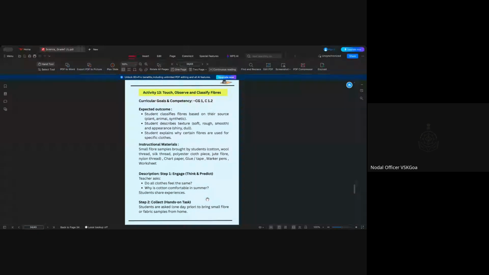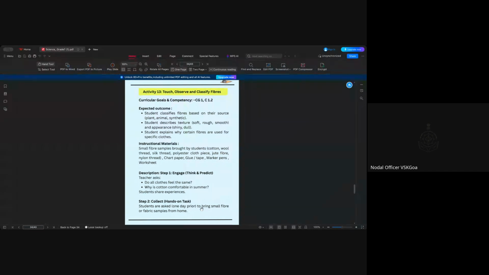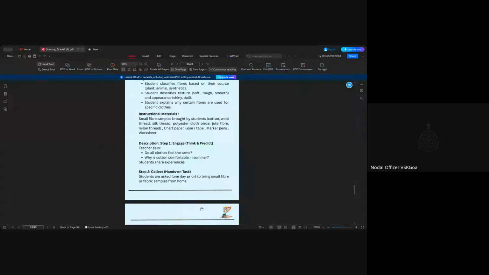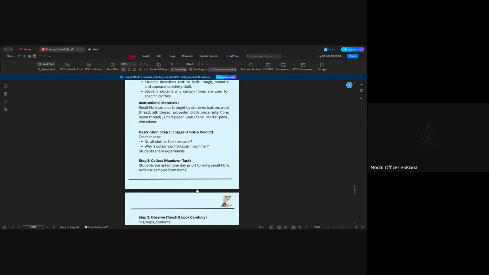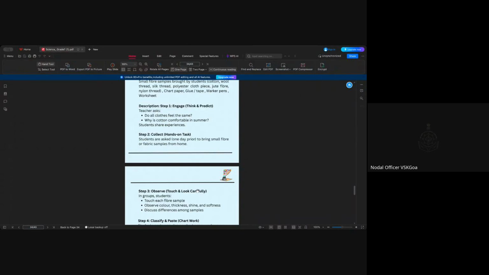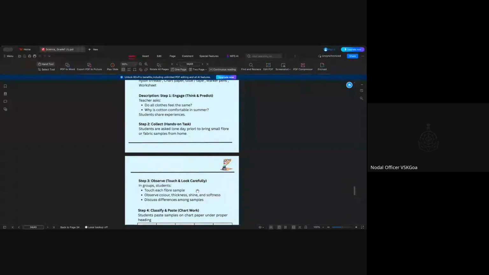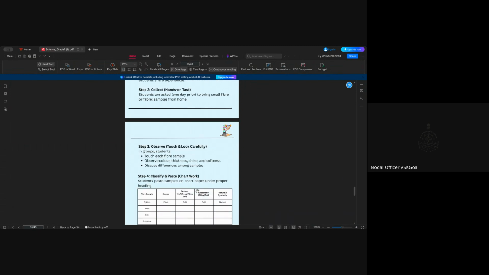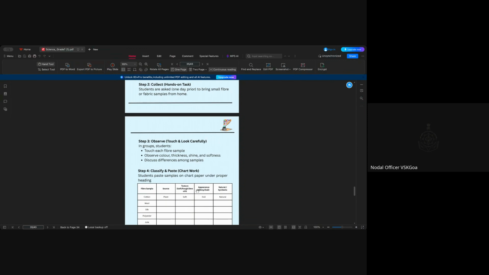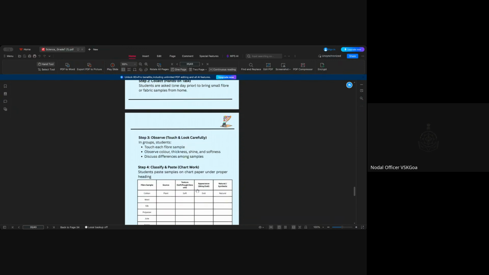Then what you can do is you can tell students one day prior to bring small fiber or fabric samples from home. Okay, and let them try to observe this sample. Put them in a group. Group activity it is once again. Let them observe it properly, and let them paste this fiber sample in this particular way in this chart.